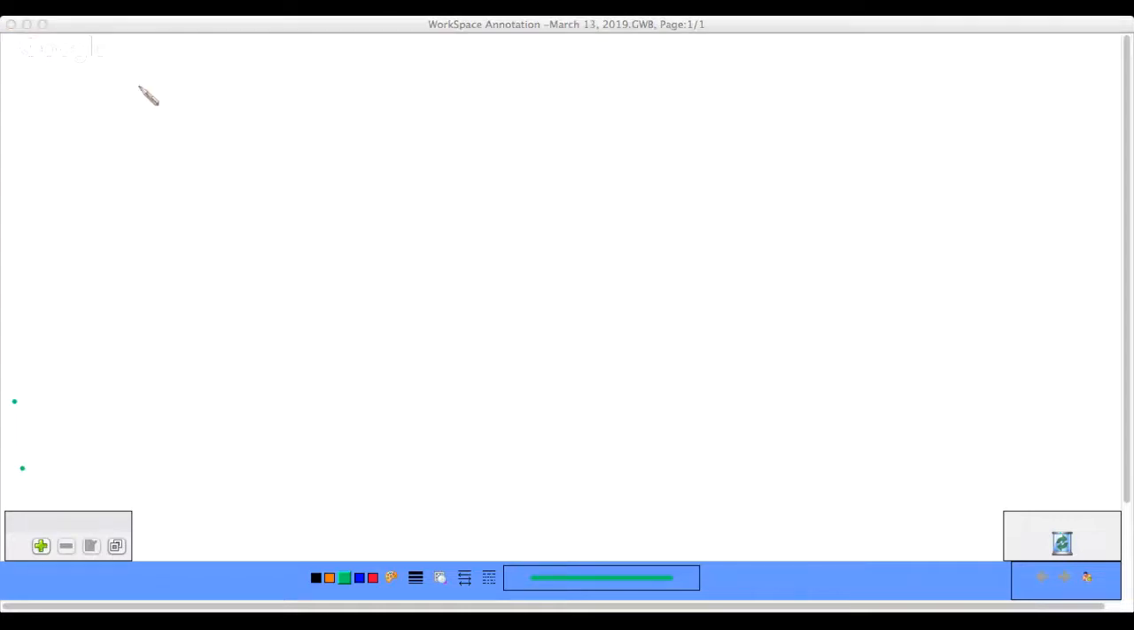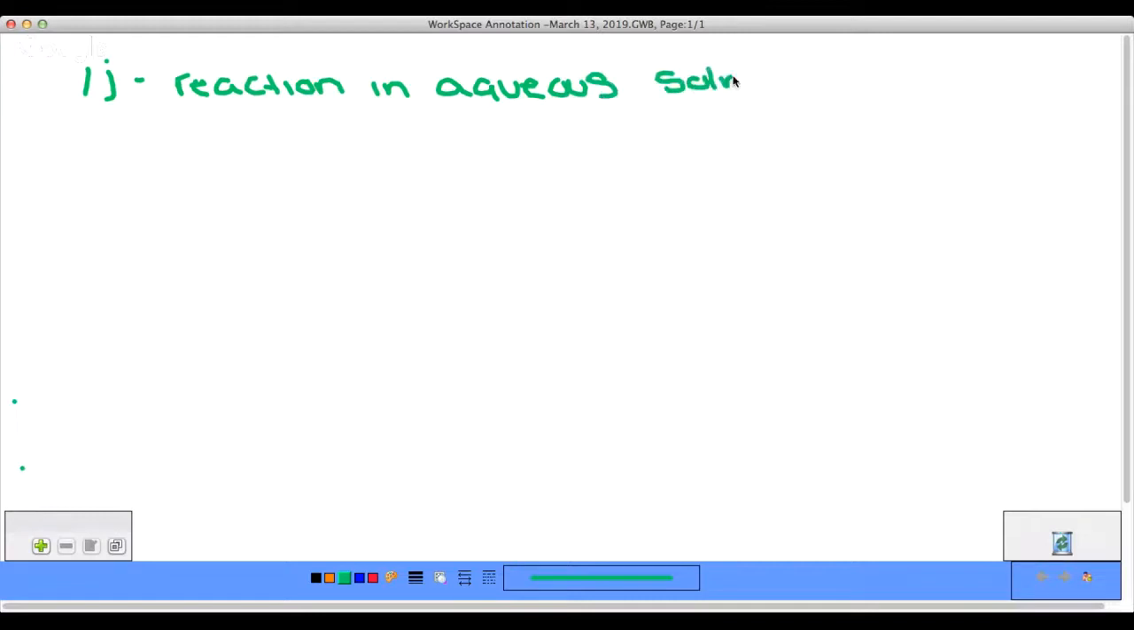So hold on, let me get this started. This is 1J, and it's called reactions in aqueous solutions. This is a homework, probably the second homework one that we did. The problem states: solid sodium acetate is dissolved in water, and they give you a hint to write water as HOH. So let's go ahead and look at this problem.